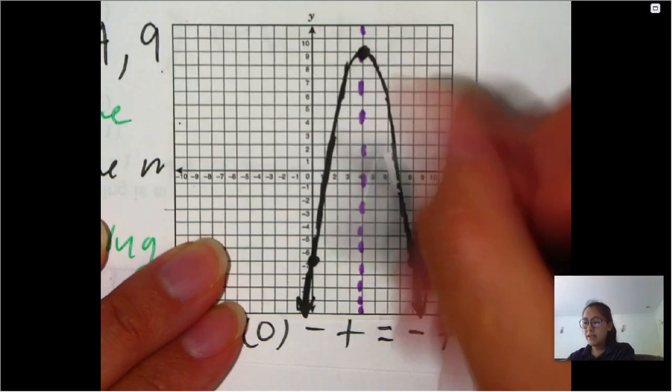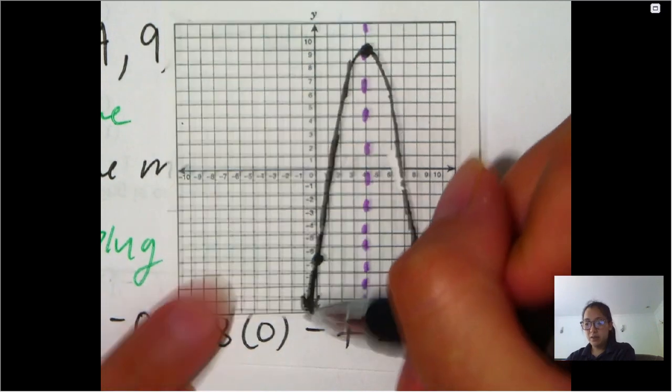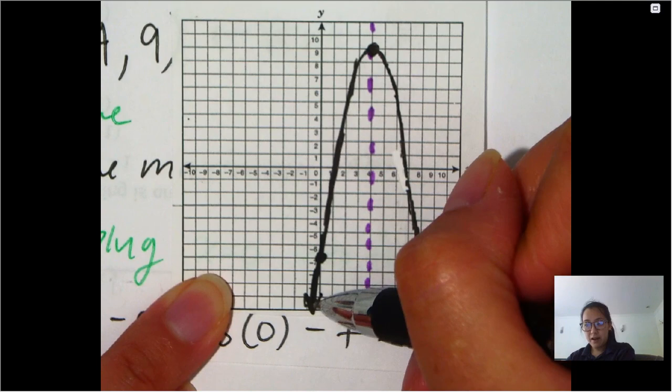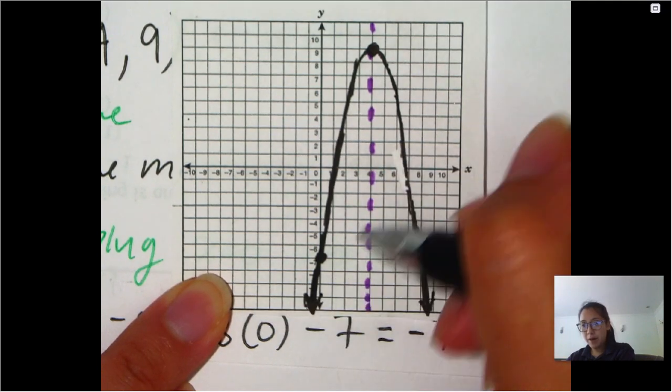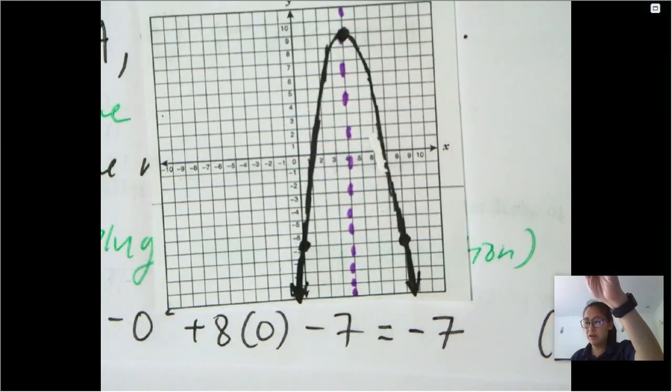So since this has an arrow at the end of it, that means that it's going on towards negative infinity. So we're going to say that from negative infinity all the way up until x equals 4, this graph is increasing. Okay, so let's go ahead and write that out.